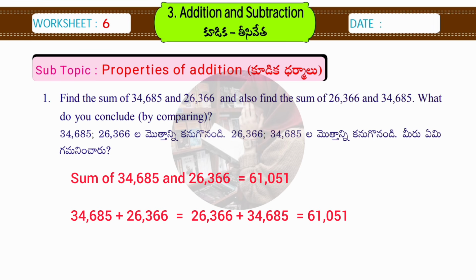Okay, so this type of comparison we'll say as additive identity. Okay, let's see the answer. Write down the sum of 34,685 and 26,366 is equal to 61,051. Again, you have to do the addition of 26,366 plus 34,685. You will get the answer as same.